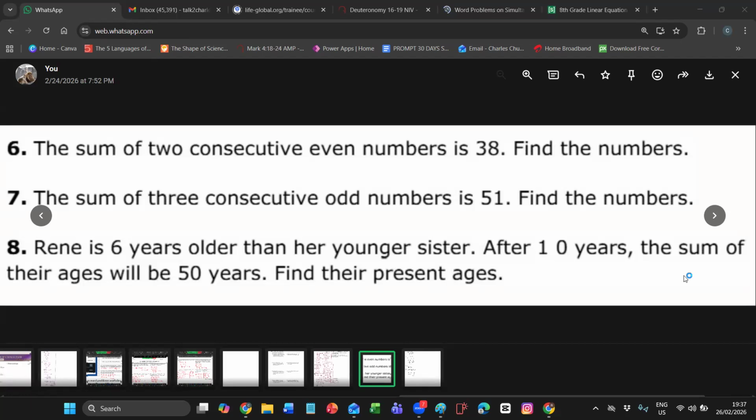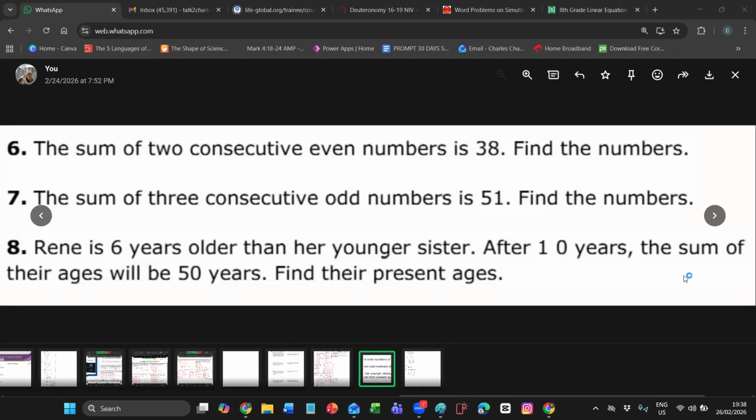Okay, let's go to the second one. Sum of three consecutive odd numbers is 51. What equation did you come up with? It was x plus bracket x plus 2 plus bracket x plus 4 gives us 51. Okay, x plus 4. Yeah, that's good. All right, equals 51.